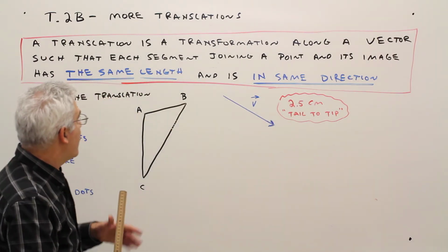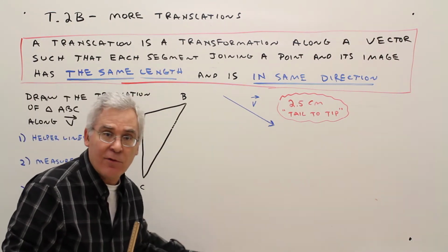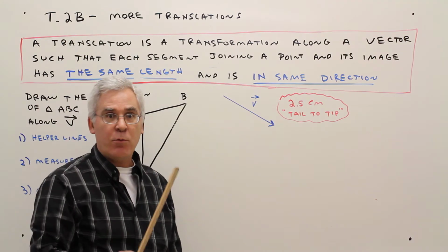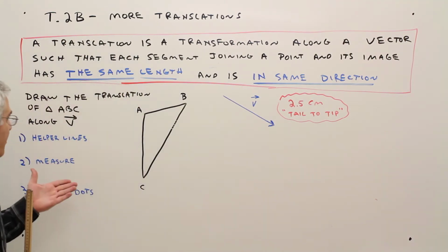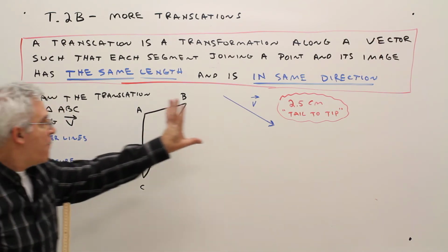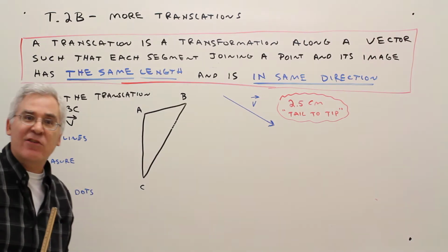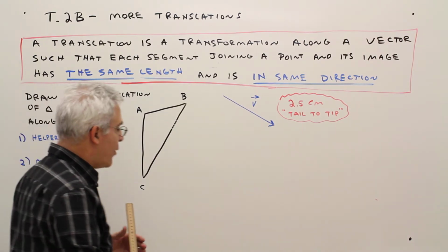So all I've got to do is move all these points 2.5 centimeters in this direction. How do we do that? With a ruler. So I've got 3 steps here. Draw the helper lines, just like we did for reflections. Measure out on the helper lines 2.5 centimeters, and then just connect all the dots. Okay, so I'll do that right now.